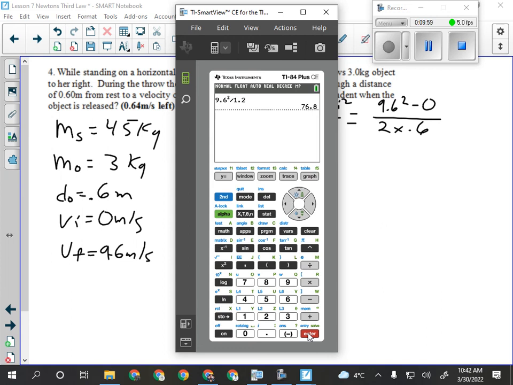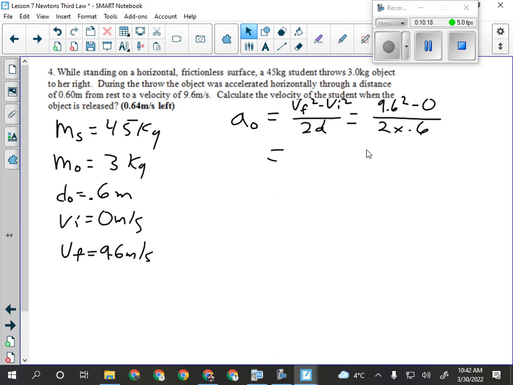That's a lot. But when you're considering you're throwing something, it's not unreasonable. It's about 7 Gs. It's not unusual. On a roller coaster you would experience between 3 and 5 Gs. Things like that. So it's not unreasonable to expect that you could accelerate something that quickly, at least over a short period.